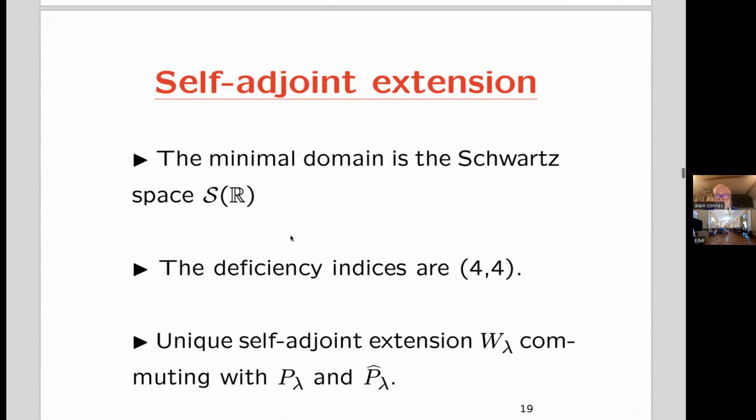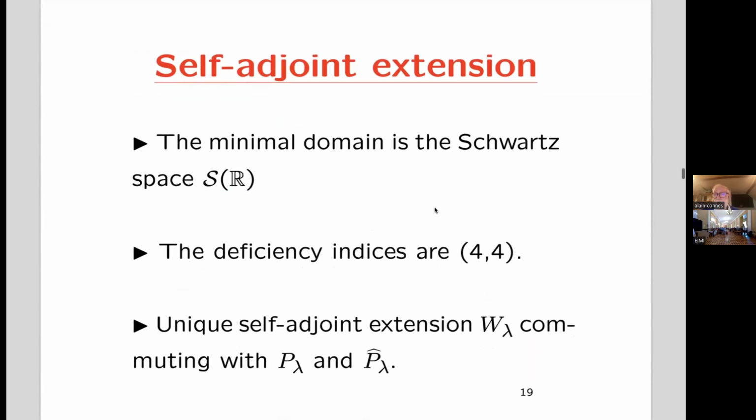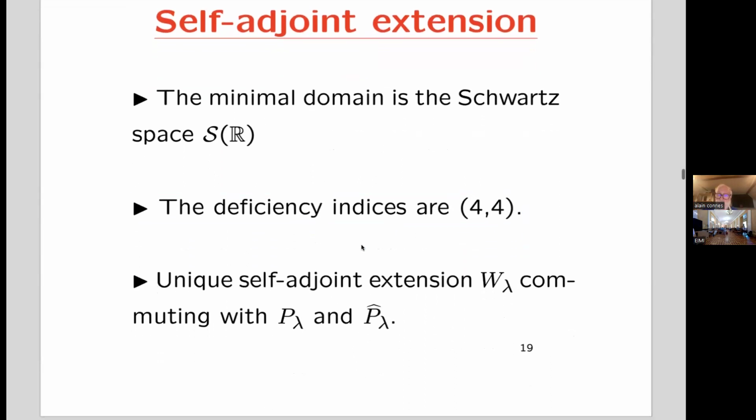It has von Neumann deficiency indices, and these deficiency indices are 4 and 4. So they are large. They are equal, so you know that there is some self-adjoint extension, but there is a slew of them, because the self-adjoint extensions are parameterized by all unitary maps from a 4-dimensional space to a 4-dimensional space. But we single out a unique one, the unique self-adjoint extension which commutes with the projections P lambda and P lambda hat. So this really requires some work already.